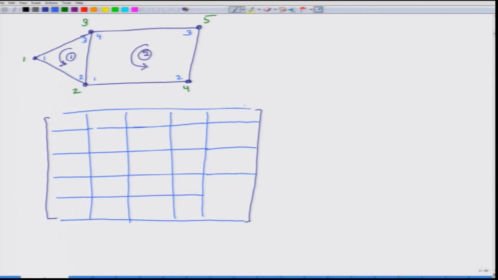So, let us say this is the box, we have to fill it in, and my global displacement vector is u1. What is the second displacement? u2, third one u3, u4 and u5. Okay.